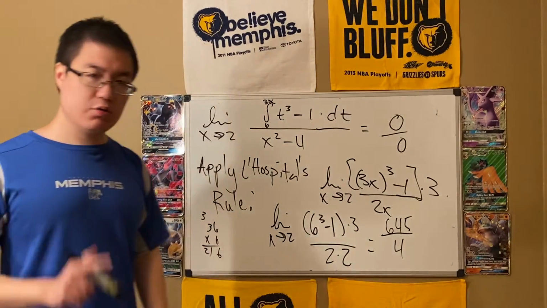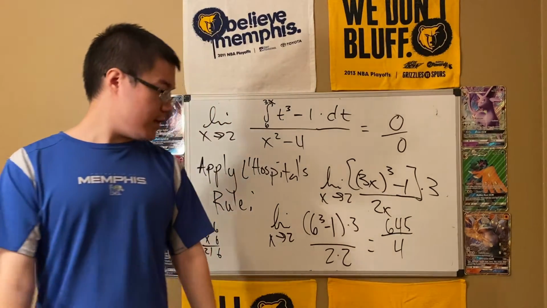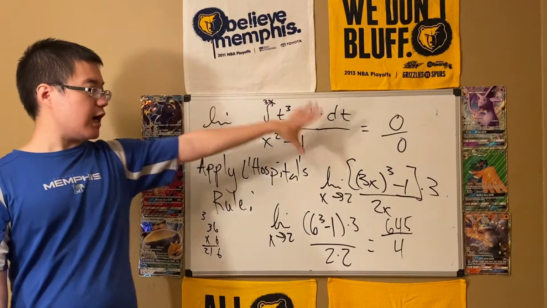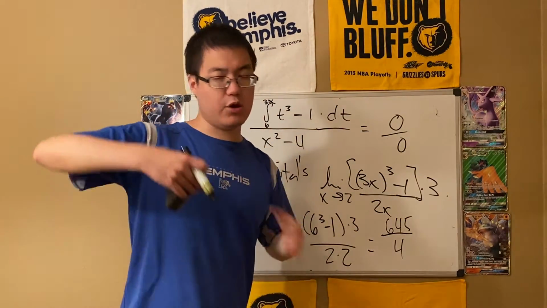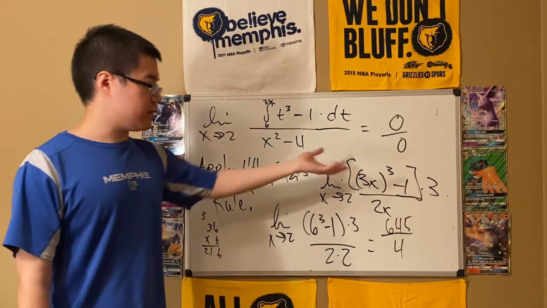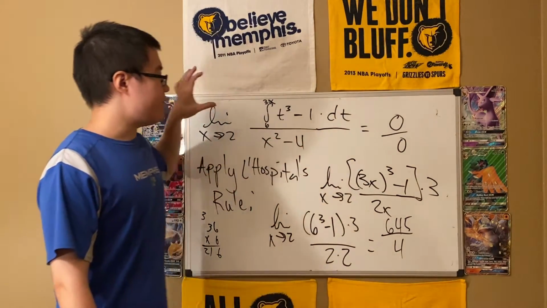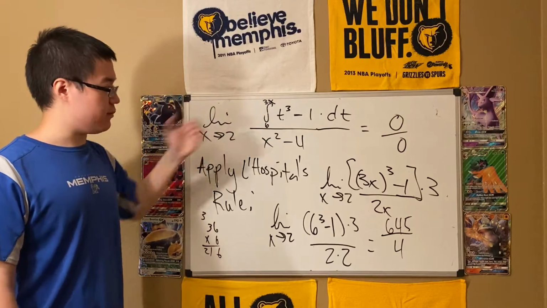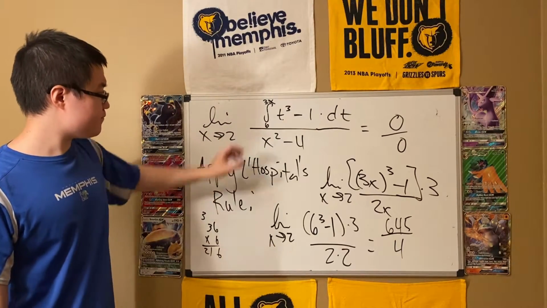If you get 0 over 0, what that means is that you take the derivative of the top and the derivative of the bottom, no matter what you need to do to take those derivatives. The derivative of the bottom was just a very simple derivative, but the derivative of the top required the fundamental theorem of calculus, which we just learned.